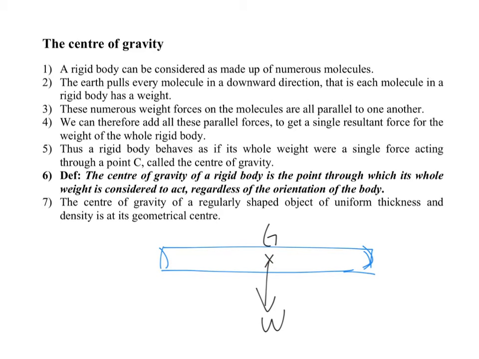So that is the definition of center of gravity. It is the point through which its whole weight is considered to act. Very important, you must have the word considered, because it's not really acting only at a single point, regardless of the orientation of the body. Regardless of orientation means no matter which direction you rotate the object, the center of gravity will always be the same.